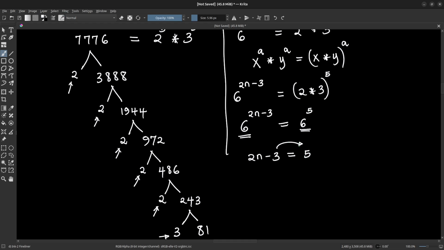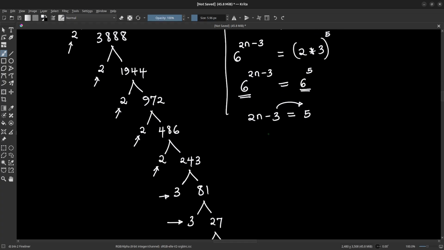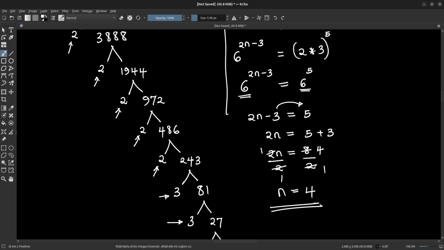Let's take this 3 to the other side. On the left, we now have 2n is equal to 5 plus 3. So this means 2n is equal to 8. To get the value of n, we divide both sides by 2. So by 2, 1, by 2, 1. So we are left with n is equal to 2 by 2, 1, by 2, 4. So the value of n is 4.